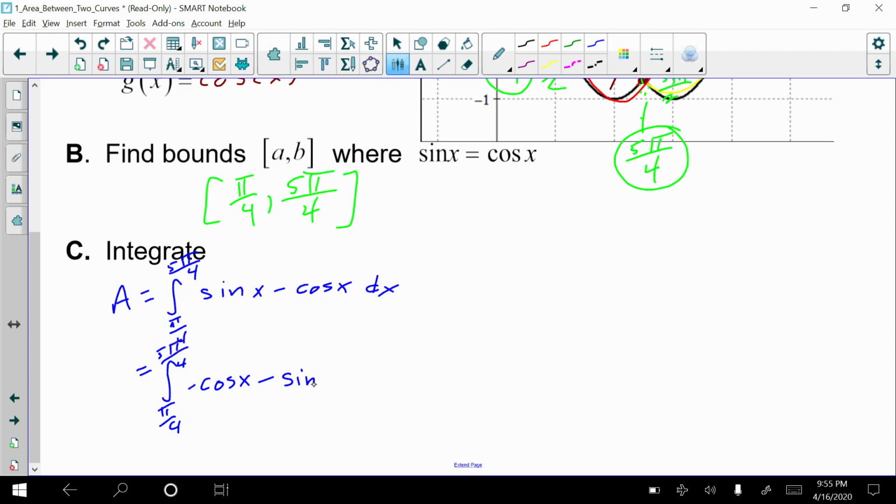And I don't know why I'm writing my integral here. Some of you are probably wondering, why are you doing that? Because I'm operating on less sleep than I would care to admit at this moment. Okay, so that is going to be the antiderivative, negative cosine of x minus sine of x, and we're evaluating it from pi over 4 to 5 pi over 4.